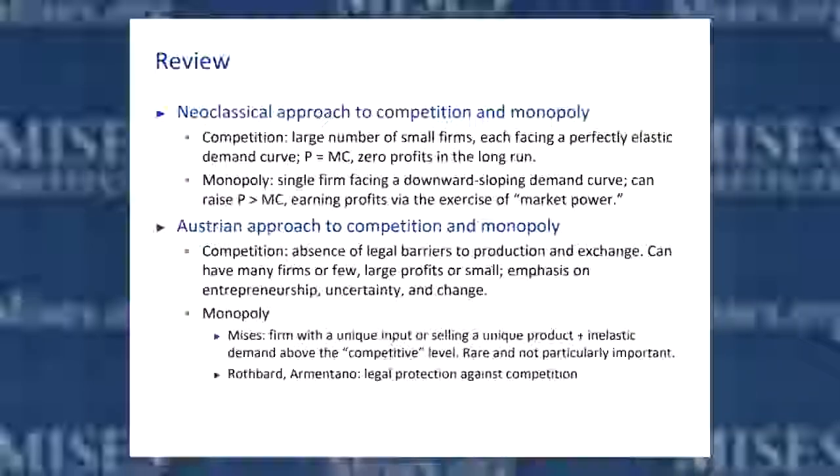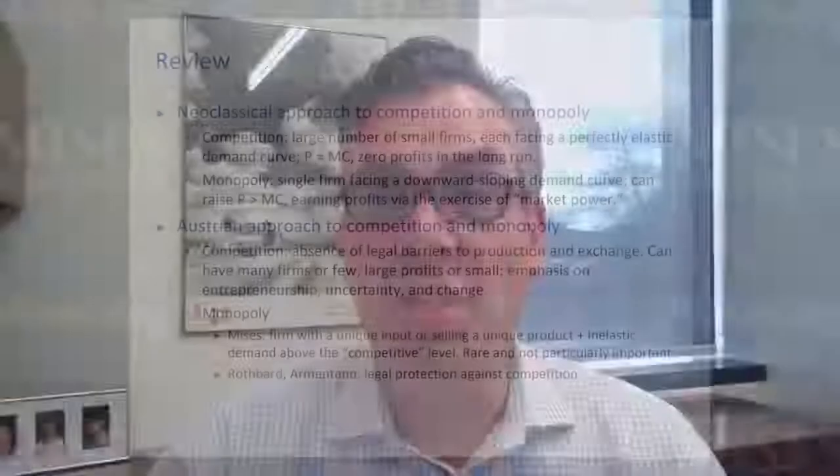Rothbard, and Armentano following Rothbard's lead, have a different view in which the only thing you need for competition is the absence of legal restrictions. In other words, monopoly exists when a particular firm has legal protection against competition. The only way monopoly prices can emerge, according to Rothbard and Armentano, is when the government has effectively deemed a particular producer as the only legitimate or only legal producer in that market.